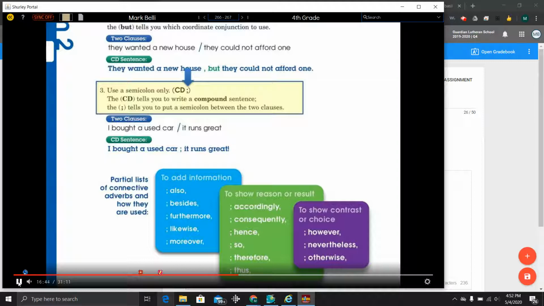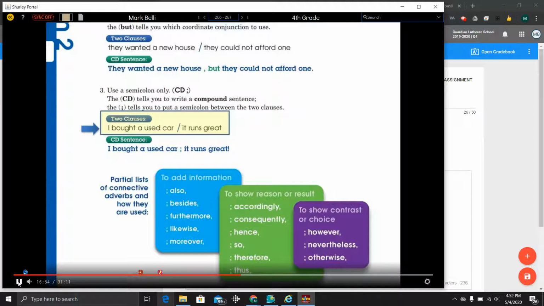The punctuation mark is called a semicolon. When using this sentence structure strategy, put a semicolon between the two clauses. Let's look at how to apply the sentence structure strategy to create a compound sentence using a semicolon with these two clauses. I bought a used car. It runs great. The compound sentence reads, I bought a used car; it runs great. Notice how the semicolon was placed in between the two clauses that are closely related.